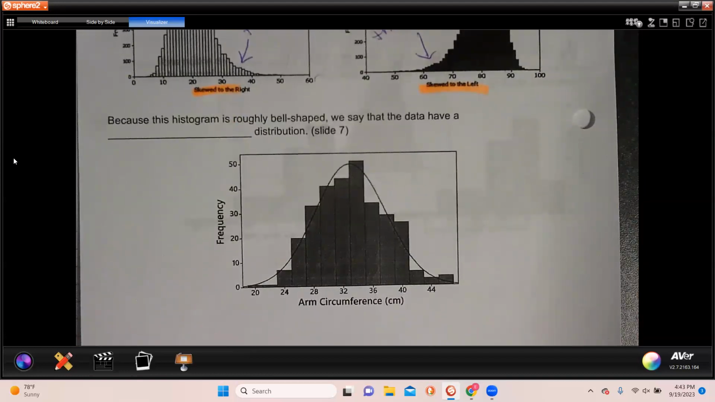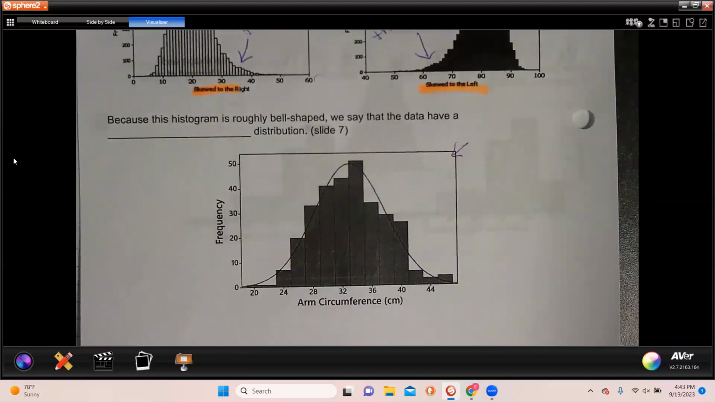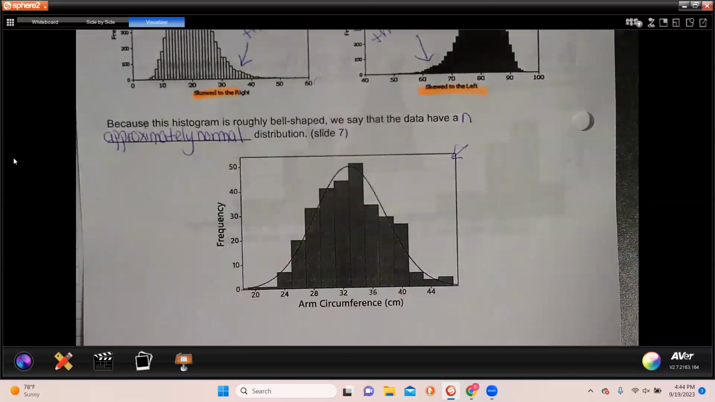Because this histogram is roughly bell-shaped, this one right here, we say that the data have an approximately normal distribution. It's not perfectly bell-shaped, but it is very good bell-shaped, so it is approximately normal. Obviously, because there is a bell drawn on it, and it lines up with the data pretty nicely.